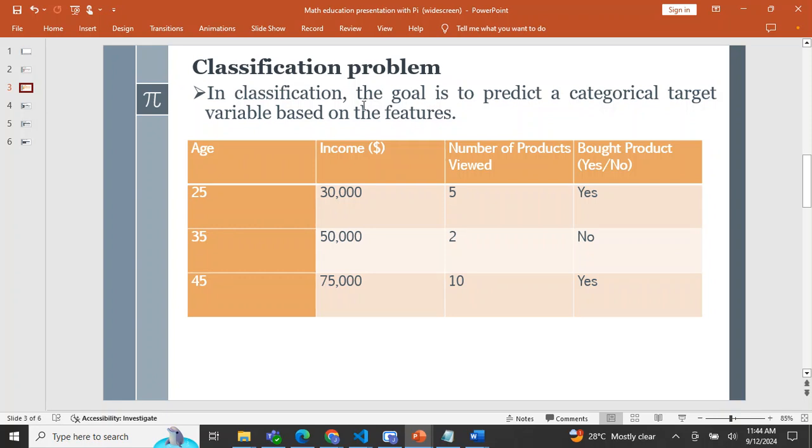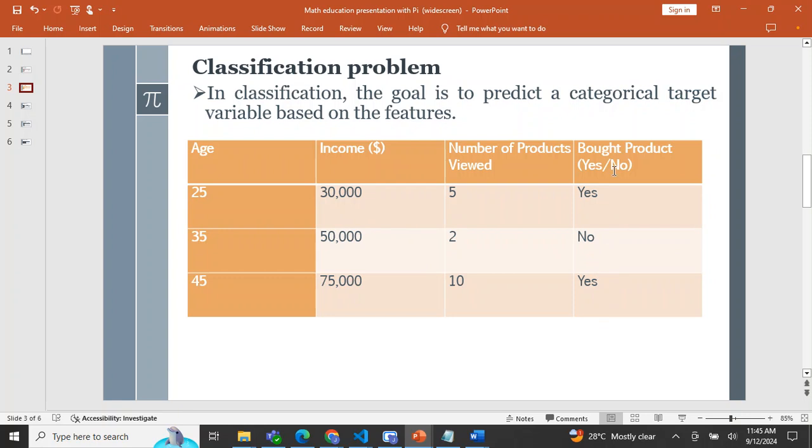In a classification problem, the goal is to predict a categorical target variable based on the features. Before we move on to explaining this, we need to know what qualitative variables are. In qualitative variables, we have the nominal variable, the ordinal variable, the binary variable, the time variable, the text variable, derived ordinal, interval, and ratio. But we will not look at all of these.